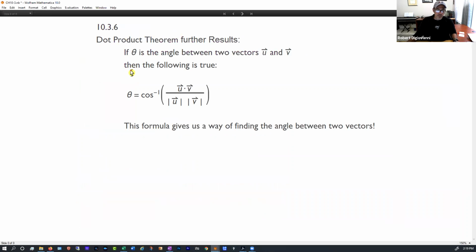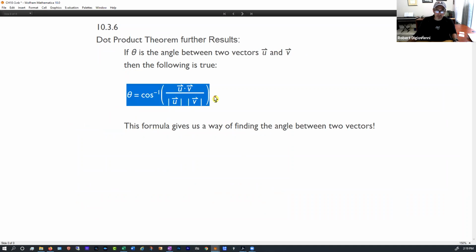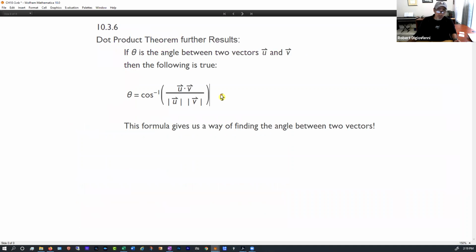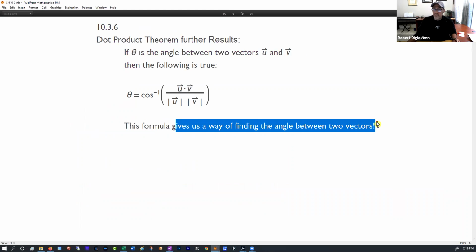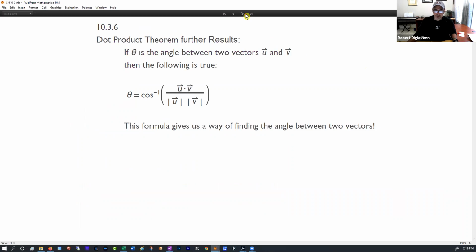So this is that other result that I told you. If you're trying to find the angle between two vectors, then all you have to do is take the inverse cosine of U dot V over the magnitude of U times the magnitude of V. This formula gives us a way of finding the angle between two vectors. Very nice and useful.